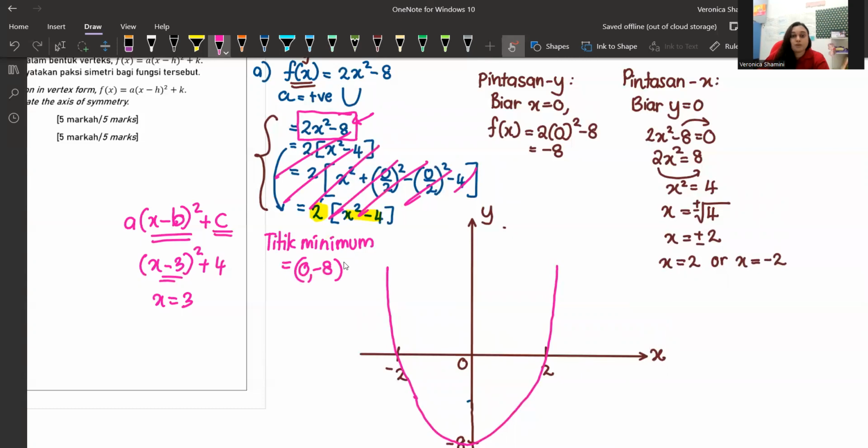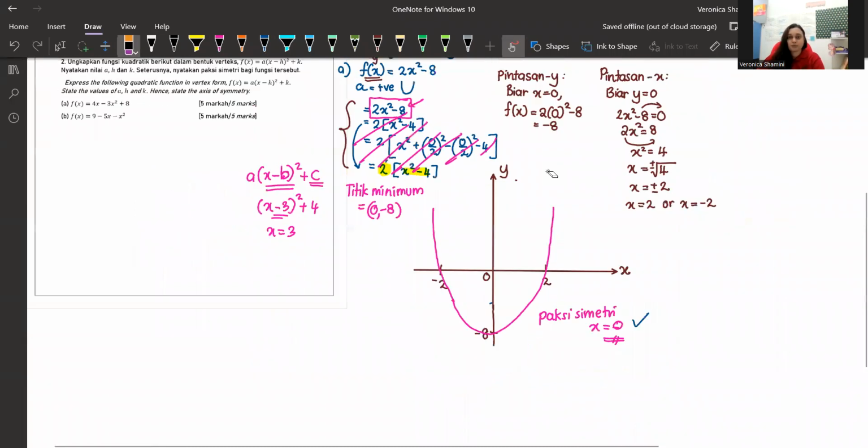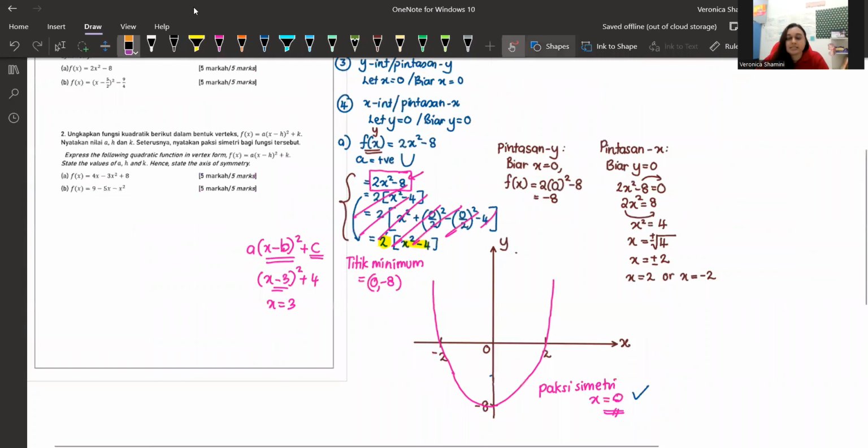Negative 8. So your paksi symmetry, axis of symmetry will be, you write X sama dengan 0. So this one actually gives you 1 mark over here. Okay, that part gives you 1 mark. So total, you complete like this, 5 markah.